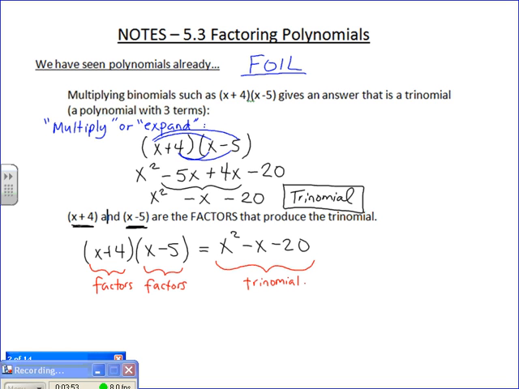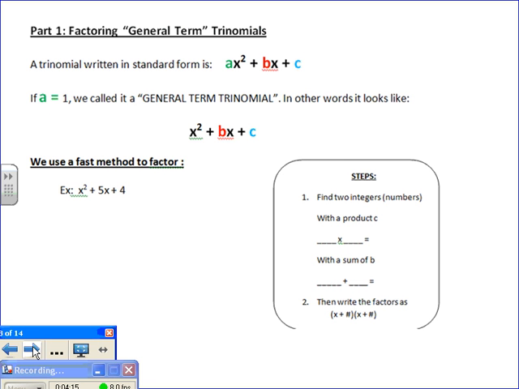All right, what we're going to do now is work backwards. We're going to start with the trinomial, and our answer is going to be a product, meaning two binomials multiplied together, or two factors multiplied together. And those two factors will both be binomials. So we're now going to learn how to work from the back to the front. So, factoring a general term trinomial. We're going to look at the simplest types of trinomials first.